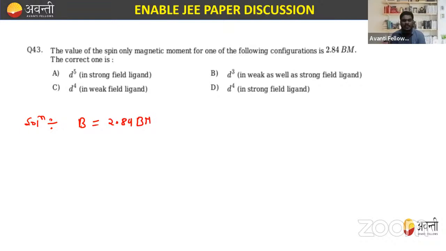So what is the value of magnetic moment given? The magnetic moment given is 2.84. Now, what is the correct option? So we know 2.84 means how many unpaired electrons, beta? Because we know the formula: root of n(n+1) or n(n+2)? Yes, that is n(n+2).